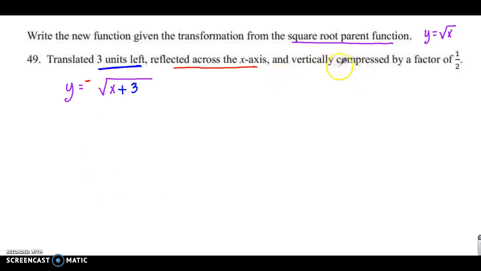Now this one is a little different. It talks about vertically having a compression of a factor of a half. So remember, vertical means it's everything that happens outside the function or to the y values. So since it's compressed by a factor of 1/2, it's going to be multiplied by a 1/2 here. If it said it was stretched by a factor of 3, it would have just a number 3 up in the front. So that way you can determine which one is which. Okay?